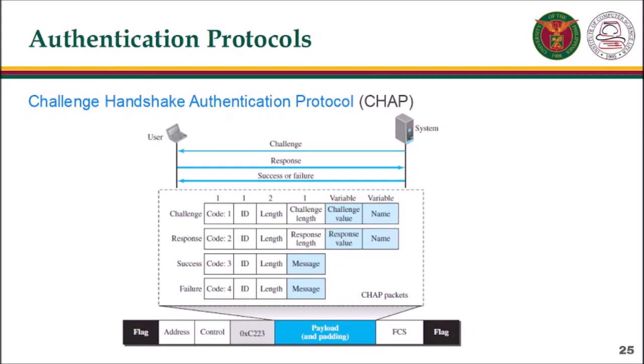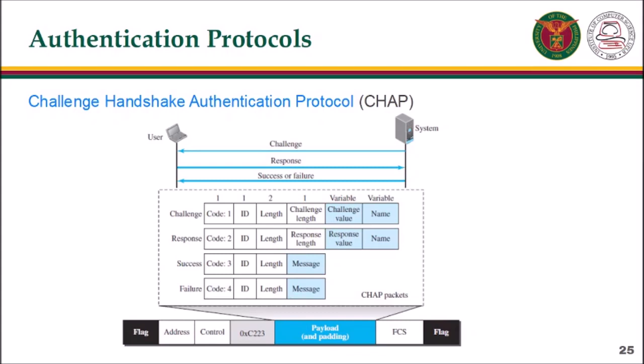First, the system sends the user a challenge packet containing a challenge value, usually a few bytes. The user applies a predefined function that takes the challenge value and the user's own password and creates a result. The user sends the result in the response packet to the system. The system does the same.